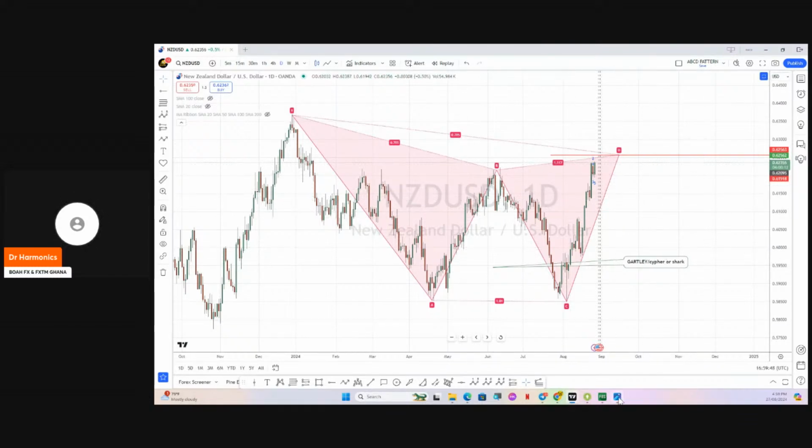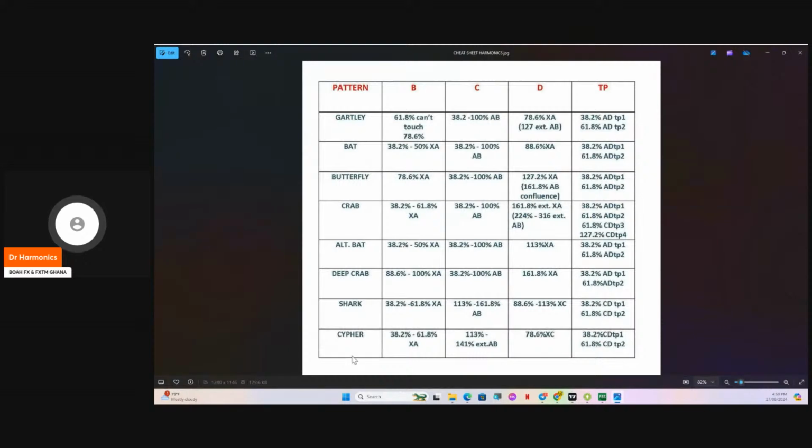Now, when you check this harmonic cheat sheet, it is only the shark or cipher pattern that the C leg is longer than the A leg. You can see that with the shark or cipher, we have here 113. We have here 113, the shark 113, and the cipher 113.